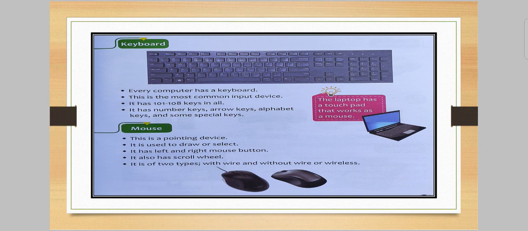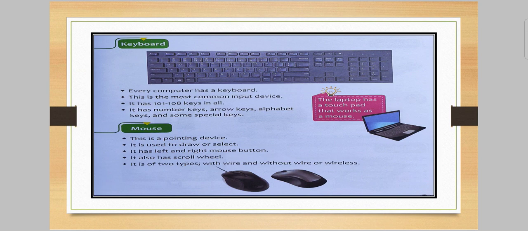Next is mouse. A mouse is also an input device. It is a pointing device. That means we use the mouse for pointing and selecting on the monitor. It is also used to draw and select. It has a left button and a right button, and also a scroll wheel in the middle of the two buttons.